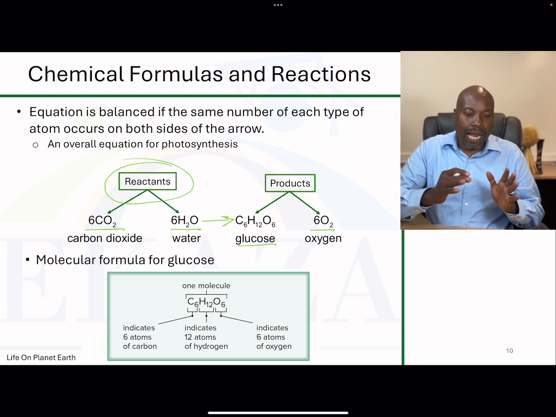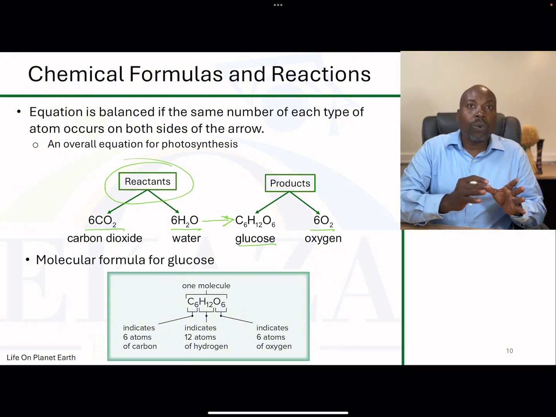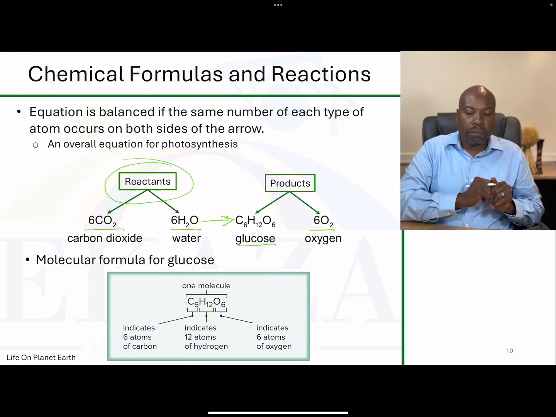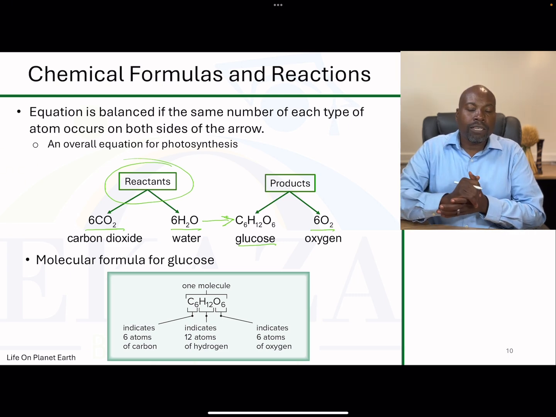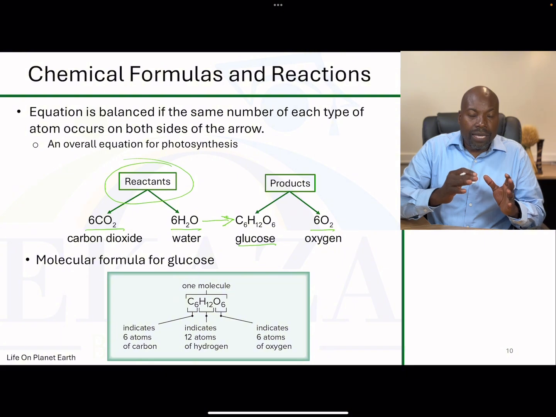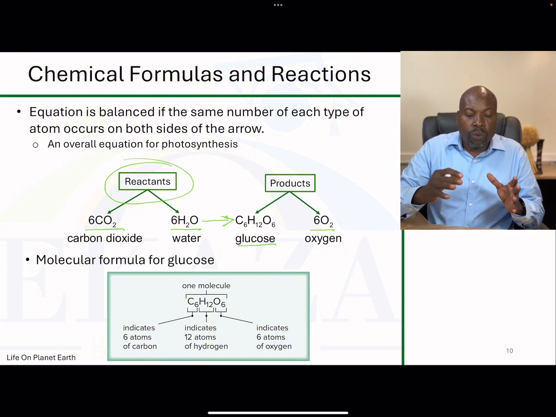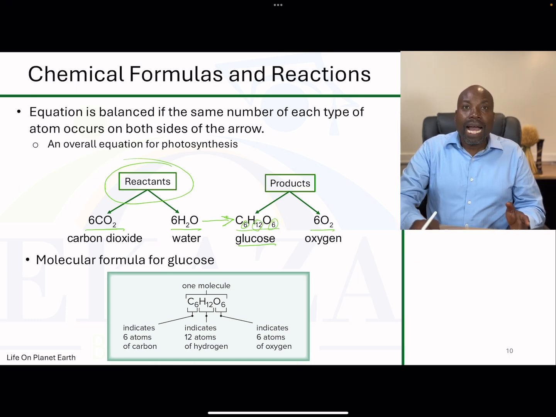So in a chemical reaction, you are going to have reactants that are always on the left side of the equation and products that are always going to be on the right side of the equation, right? Please remember that. Now, the molecule that forms out of that chemical reaction, we are going to write it in a certain way. For instance, in the case of glucose, we have C6H12O6.